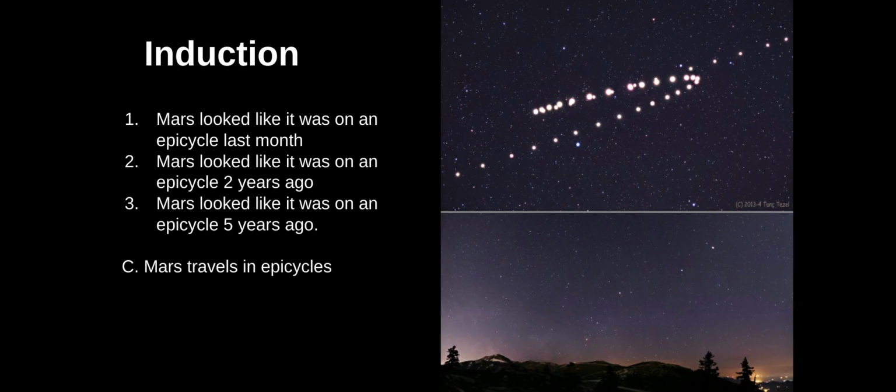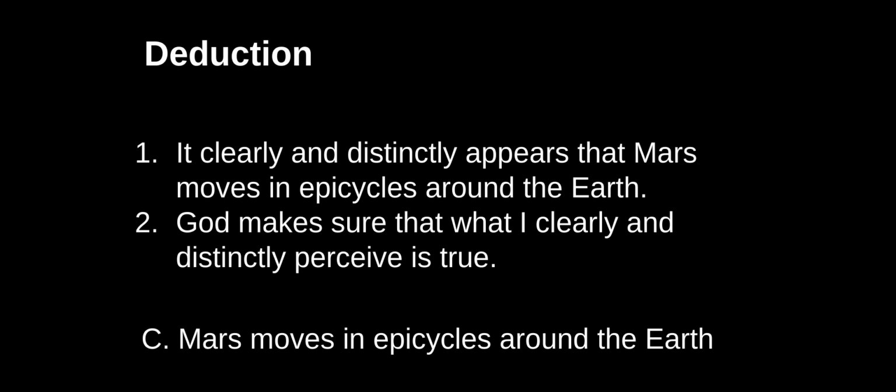So you notice, if you try to use induction to figure this out, you could say, well, look, Mars sure looked like it was on an epicycle going in loop-de-loops around the Earth last month. It looked like it again today, so I guess Mars travels in epicycles. That's going to get you the wrong answer. If you try using deduction, you could say, well, it clearly and distinctly appears that Mars moves in these loop-de-loops around the Earth. Then, yeah, I guess maybe God makes it so that whatever I clearly and distinctly perceive must be true, so Mars must move in epicycles. That gets you the wrong answer again.